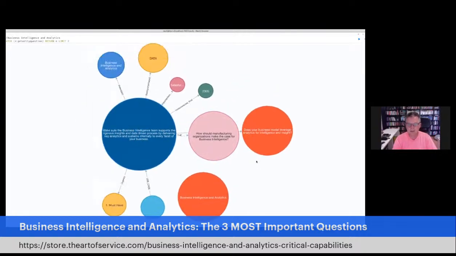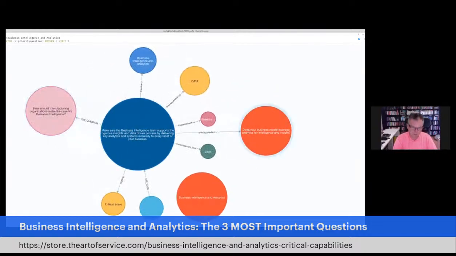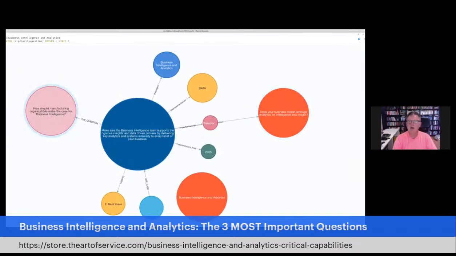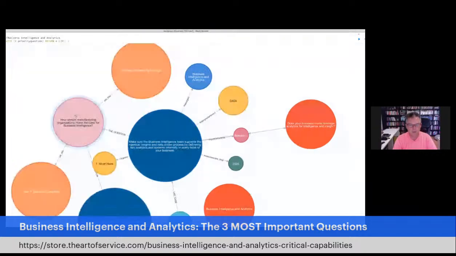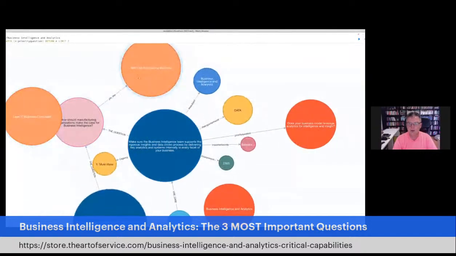A question you can ask here, and this is a supporting question, so the main important question is above, is how should manufacturing organizations make the case for business intelligence? How do they do that when you're specifically in manufacturing? What kind of business case do you make? That question you could ask of the job roles that come with it.